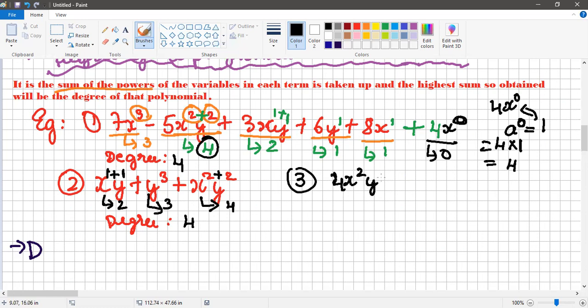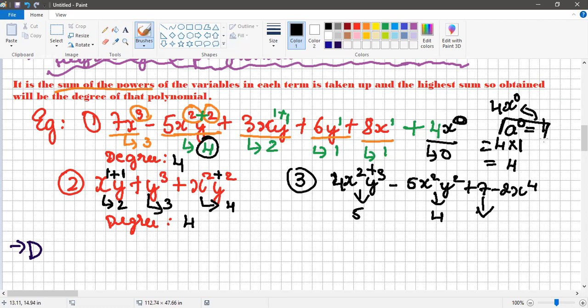Let's take another example. 4x square y cube minus 5x square y square plus 7 minus 2x raised to 4. Now look here. This will have the sum as what? 2 plus 3 which is 5. Here 2 plus 2 which is 4. Here this will be 0 according to this law. And here this will be 4. Now if I add root 2 here, it won't make any difference. Why? Because we're looking only at the variables. Remember, it is just the sum of the powers of the variables, not the constants.